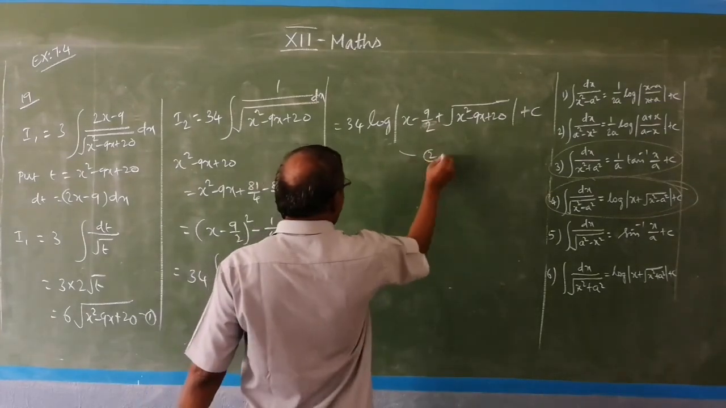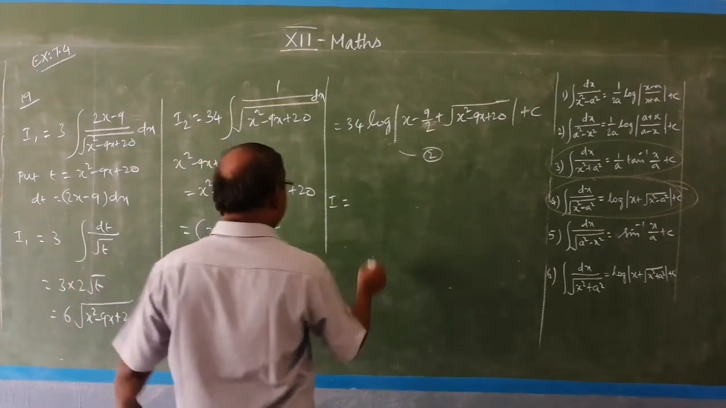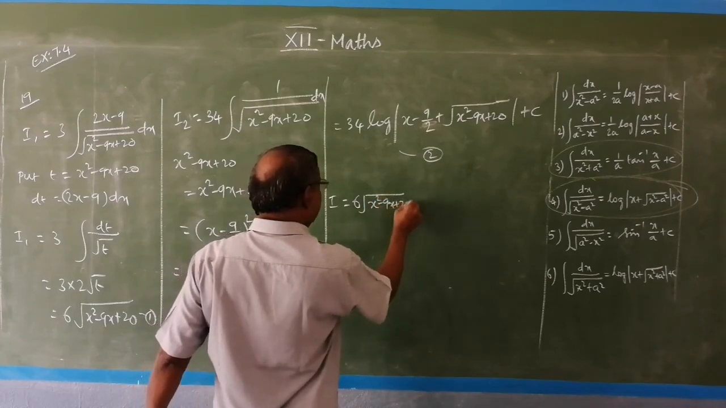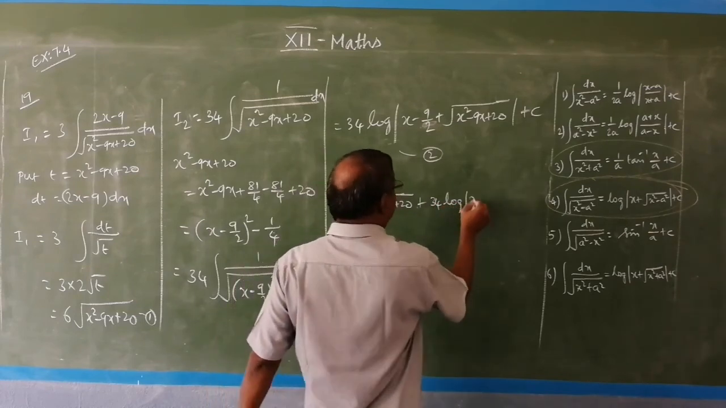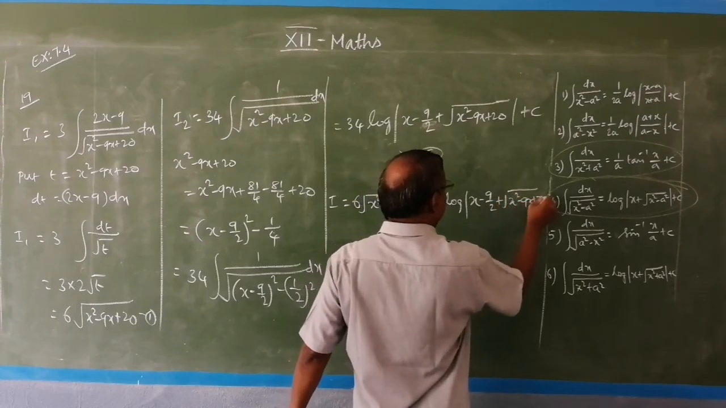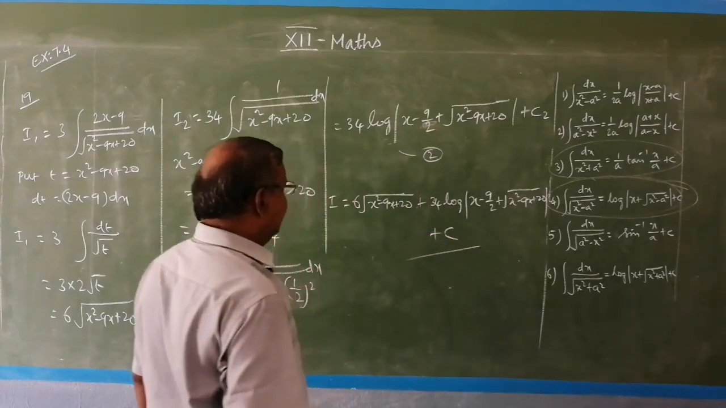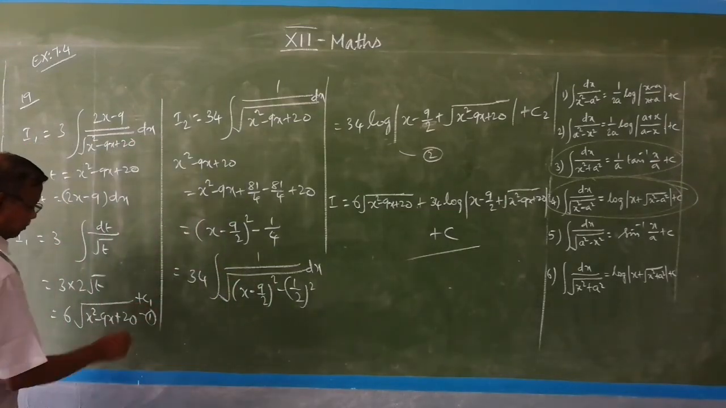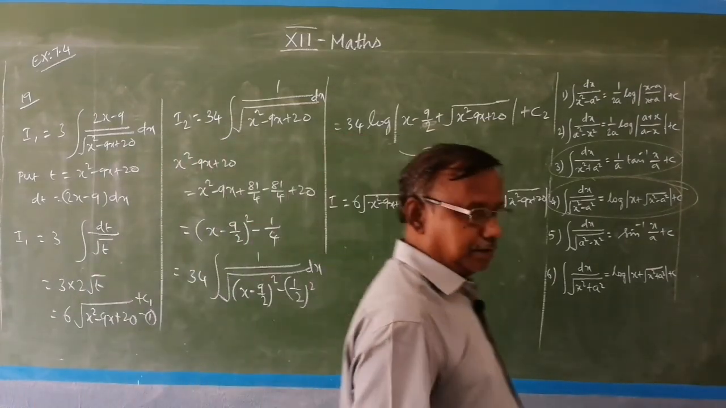Now, combining together, say this is 2. So, combining together I equal to, the I1 is 6 into root of x square minus 9x plus 20, and the second part is plus 34 into log of modulus of x minus 9 by 2 plus root of x square minus 9x plus 20, plus c2 here. So, plus c, where c equal to c1 plus c2. Here put c1 as an arbitrary constant and put c2 there, and combining together, finally it is plus c.